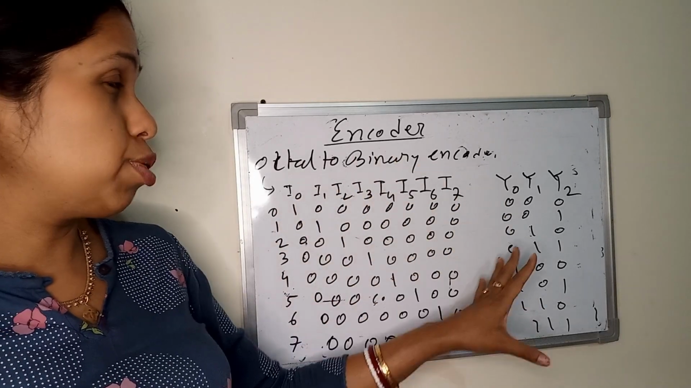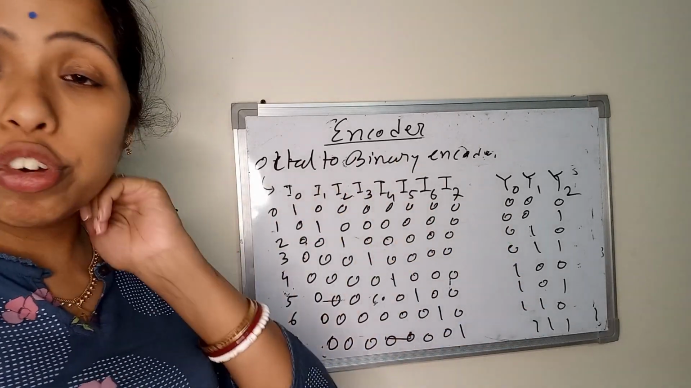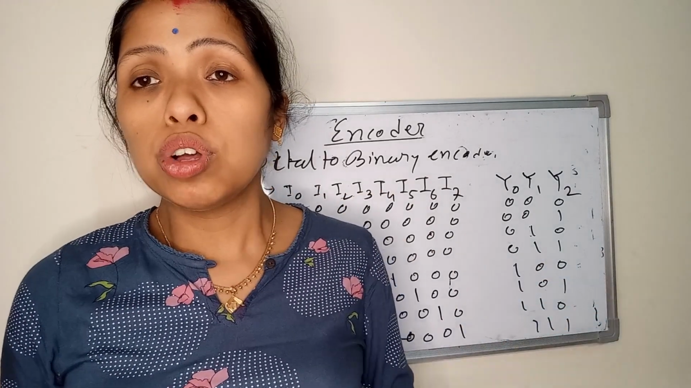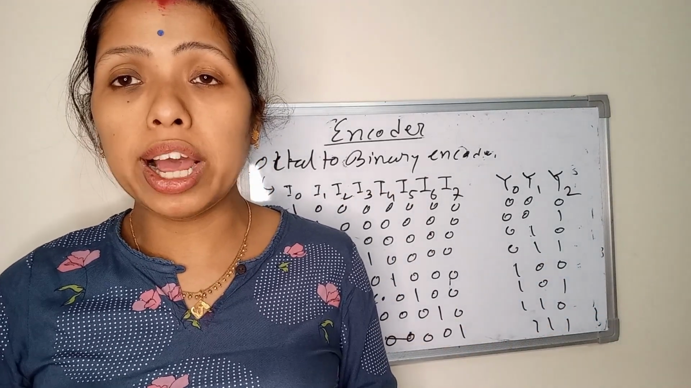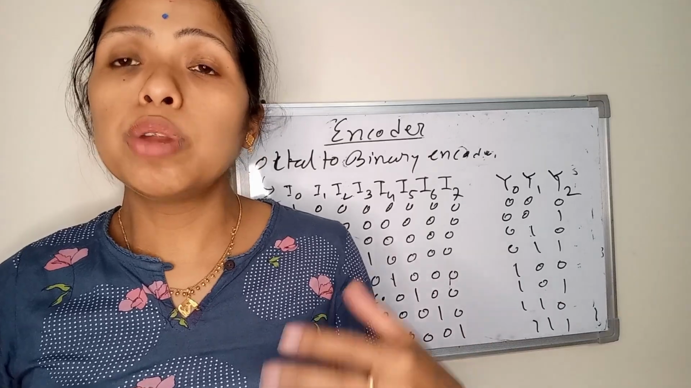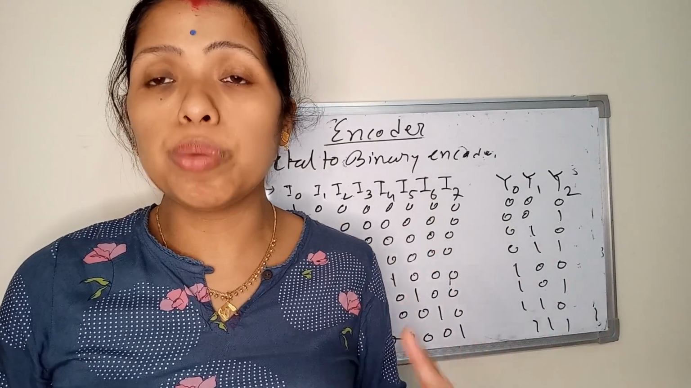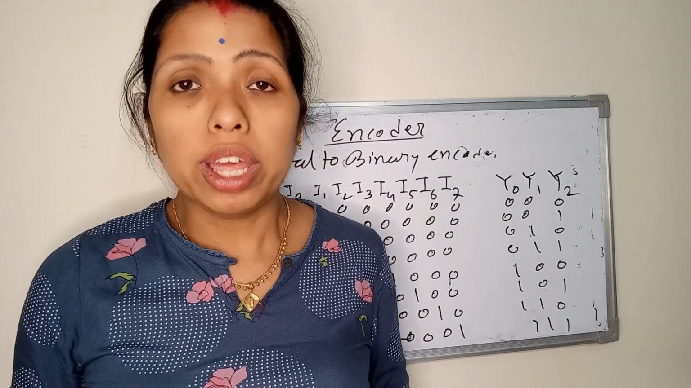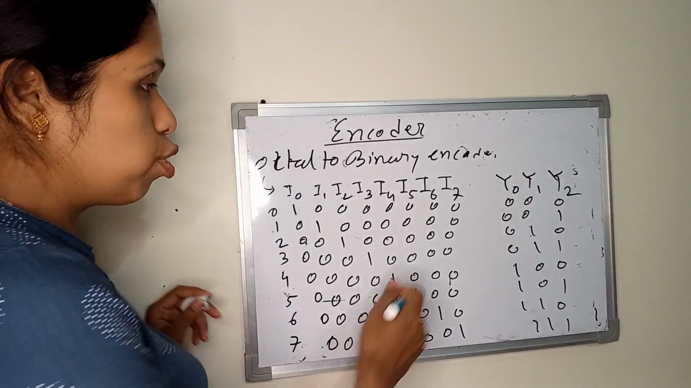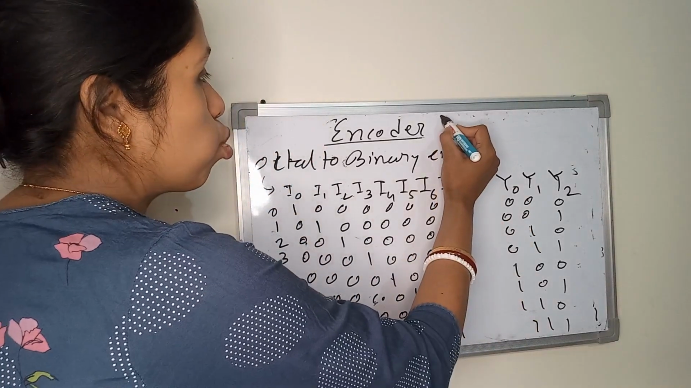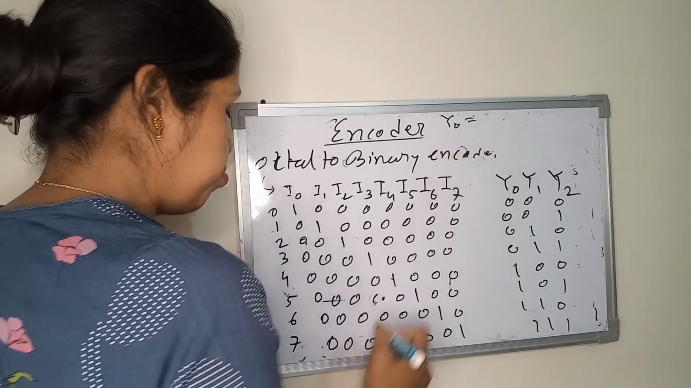If you want to write the expression, this is a complex expression. If you recall, when I discussed the 4 to 2 encoder, I told you that you can minimize or modify the expression in a different way. So how can you write it? First for y0, I'm writing here.